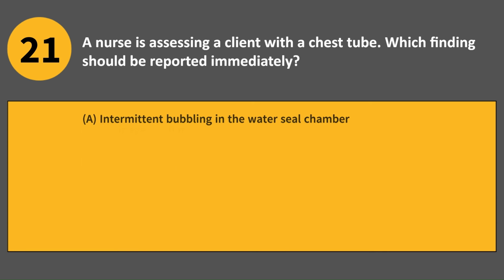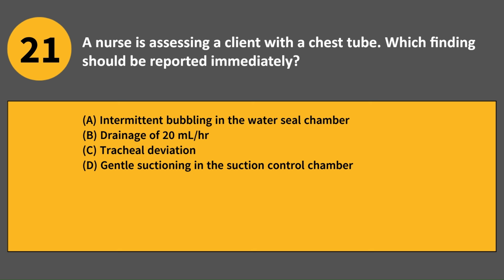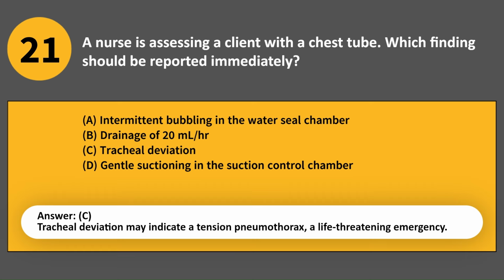A nurse is assessing a client with a chest tube. Which finding should be reported immediately? A. Intermittent bubbling in the water seal chamber. B. Drainage of 20 milliliters per hour. C. Tracheal deviation. D. Gentle suctioning in the suction control chamber. Answer: C. Tracheal deviation may indicate a tension pneumothorax, a life-threatening emergency.